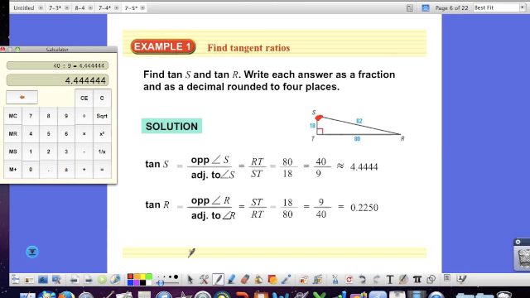To find the tangent of R, I'm going to use the blue one. 18 is opposite R. 80 is adjacent to R. So 9 divided by 40, 9/40, this is your fraction, and this is your decimal. Even on your test for this chapter, you're going to have to do these and give me the fraction and the decimal to the 4th decimal place. So 0.2250. I'll just reset it.